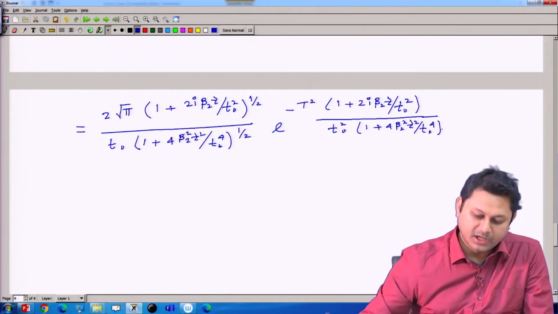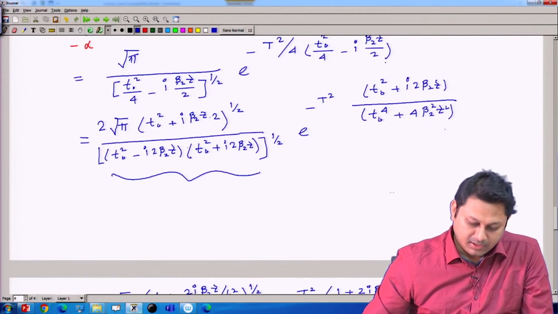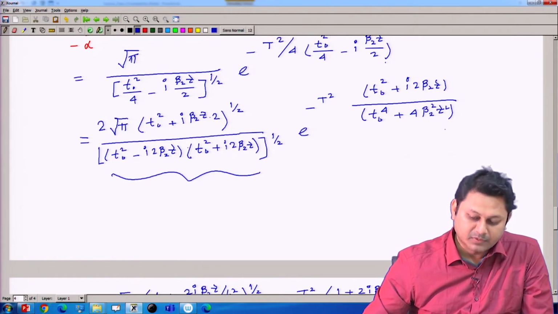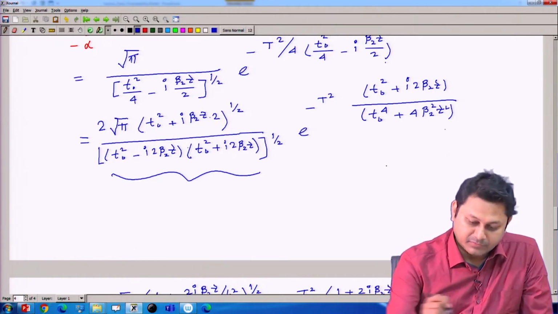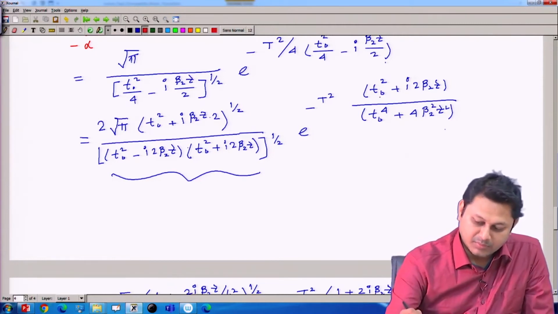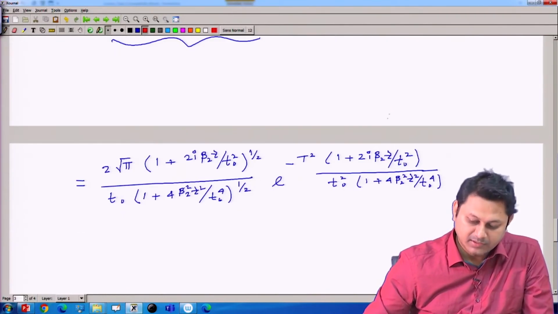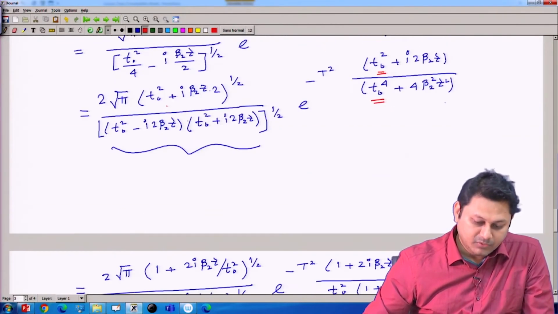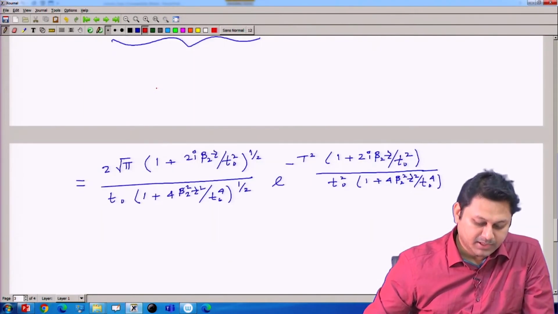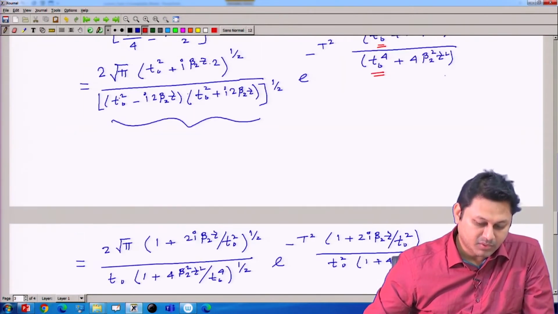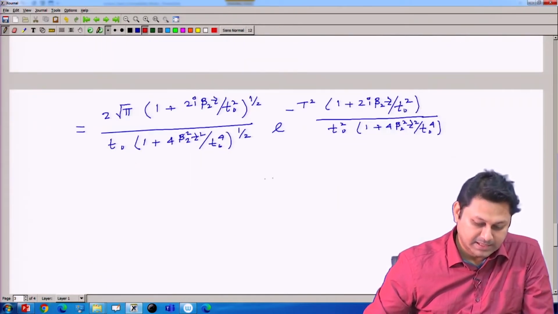So, what I have done is simply take the t0 square common here and from this term, and from here I took the t0 term common, and here the t0 to the power 4 term common. So, 1 by t0 term will be here. In a similar way, here also I took the t0 square term common, it is half. So, 1 t0 will come out and it will be cancelled out by that t0 square that I took from both these two terms. So, 1 t0 will still be here.